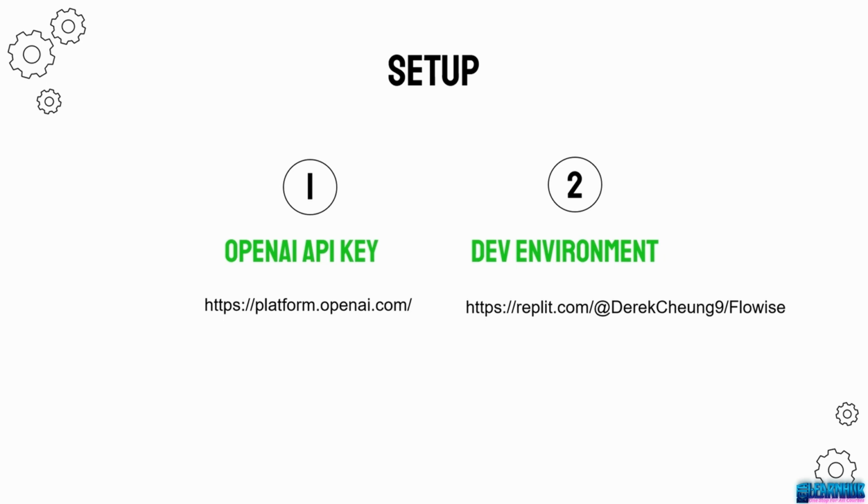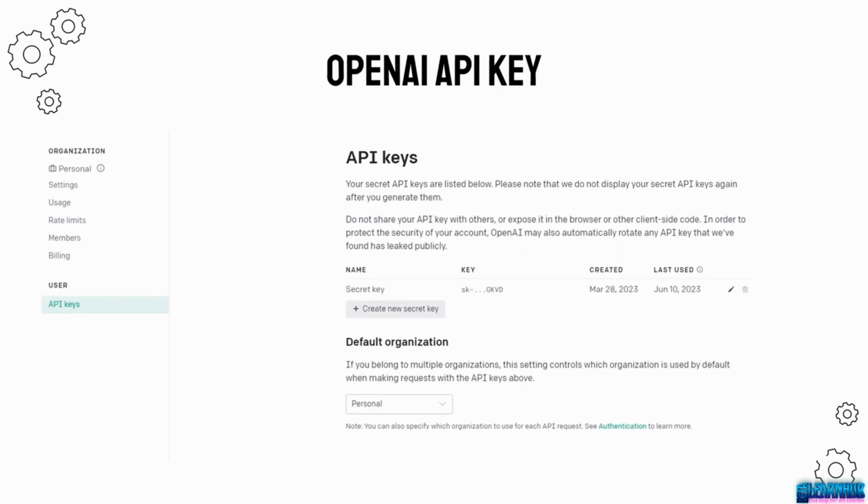It's a very straightforward process to obtain the key. Just go to the platform.openai.com URL and register. The second step is to set up the development environment. For this course, I've created a pre-configured environment for you that you can use to get started with just a couple of steps.